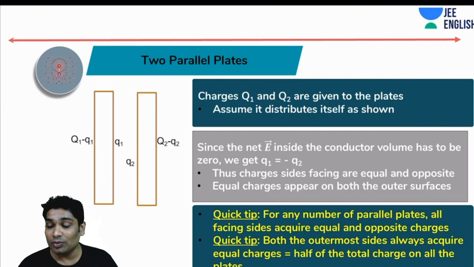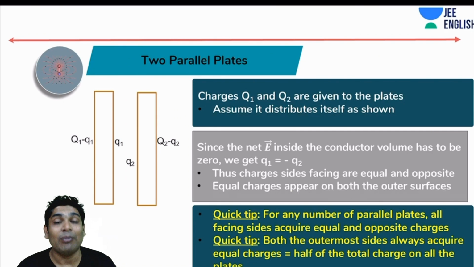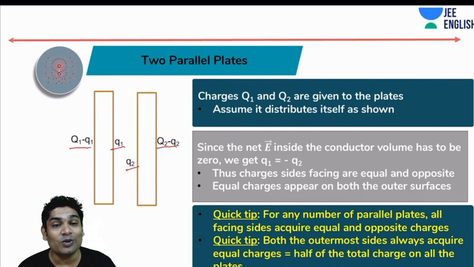Right? Moving forward, let's take up a case where there are parallel plates. So I've assumed in this case that there are two parallel plates facing each other and they are given charges of capital Q1 and capital Q2. And I've assumed that the charges appearing on different surfaces are as shown. Assume that small q1 appears, giving capital Q1 minus small q1, and small q2 appears.